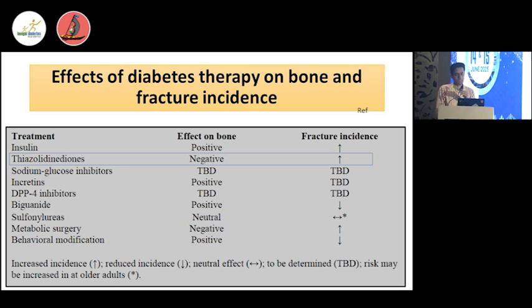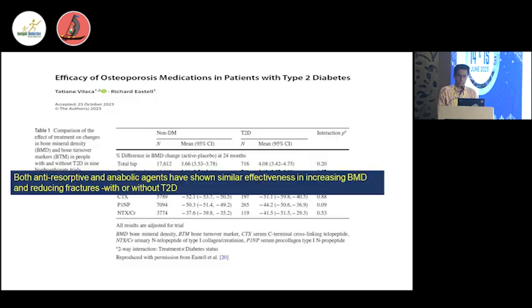Now, about the various osteoporosis medications which we use in type 2 diabetes, we need to remember. We mostly have an idea that anti-resorptives like bisphosphonates and denosumab are the commonest anti-osteoporotic therapies, and along with that, anabolic therapy like teriparatide, which is a PTH analog, which we can use. So among them, is there any drug which fares better in diabetes? Actually not. This is a study published in 2023 which shows both anti-resorptive and anabolic therapy showed similar effectiveness in increasing BMD and reducing fractures in patients with or without type 2 diabetes.